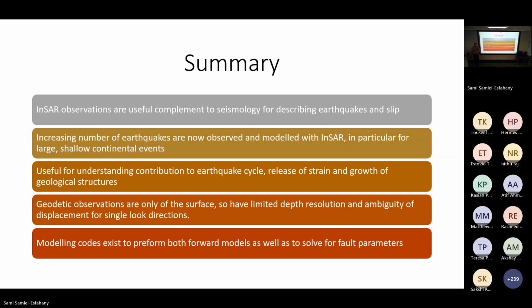Because your SAR antenna is at 700 kilometers up above the Earth. So when it's emitting the microwave radiation out, the angle at which it hits the Earth, the incidence angle, is a lot steeper for the Earth below you and a lot shallower in the far range.